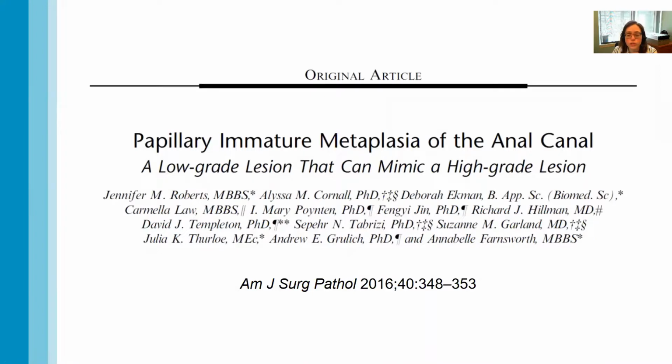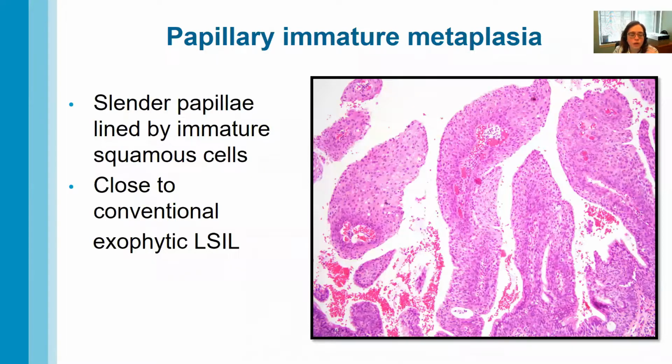And this was described a few years ago and coined as papillary immature metaplasia of the anal canal. It is always characterized by slender papilla lined by immature squamous cells, almost always in close proximity to conventional exophytic low-grade squamous intraepithelial lesion. The only important thing to remember about this entity is that it can be a mimic of HSIL. So when in doubt, and you have these papillary areas and you want to call it HSIL, do your P16 and make sure that you get strong immunoreactivity.